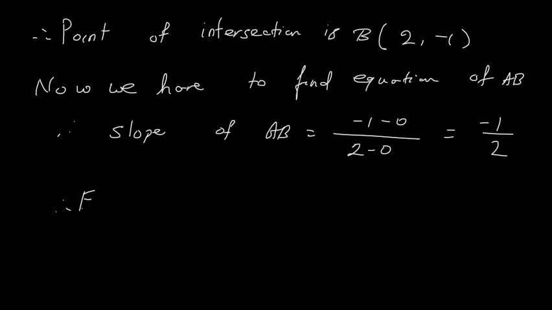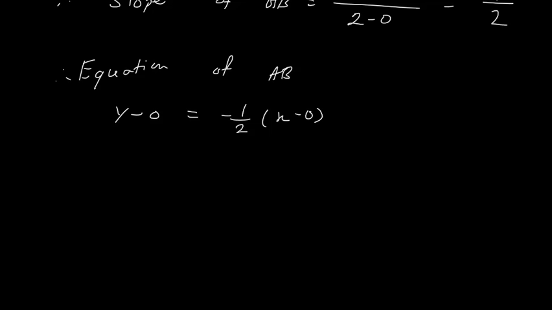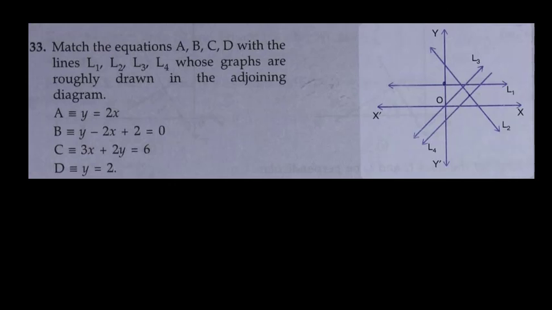So therefore the equation of AB is y minus 0 is equal to m into x minus 0, because A is 0 comma 0. So this 2 will come here, therefore we have 2y is equal to minus x. Therefore, x plus 2y is 0 is your answer. Now in this problem, the question is to match the equations A, B, C, D with lines L1, L2, L3, L4 whose graphs are roughly drawn in the adjoining diagram. So here diagrams are there, we have to just match it.